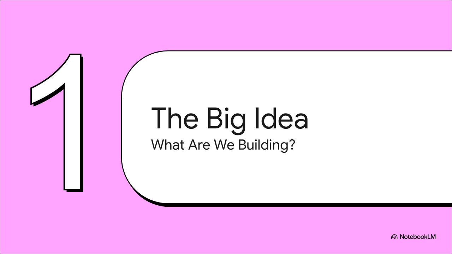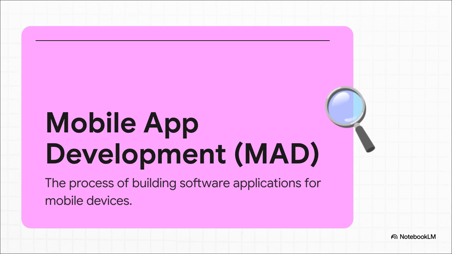Okay, so first things first. Before anyone even thinks about breaking ground, you have to know what you're building, right? And every single great app, just like every famous skyscraper, it all starts with one single powerful idea. The official term for this whole process? It's mobile application development, or MAD for short. And it really is a craft. It's the art and science of building the software that makes our phones so incredibly useful.